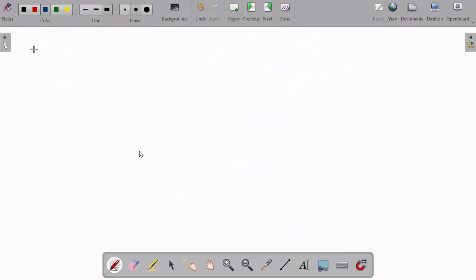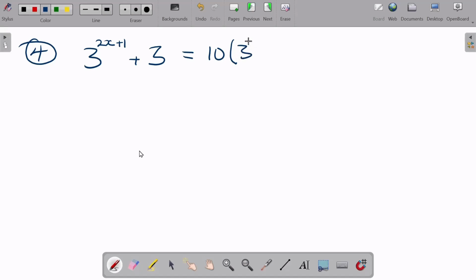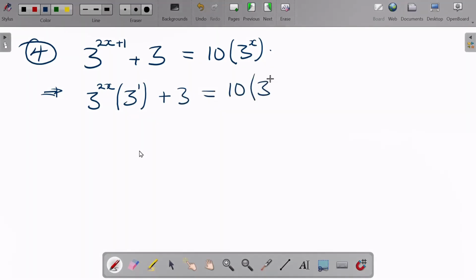We can have number 4, which is 3 raised to power 2x plus 1 plus 3 equals 10 multiplied by 3 raised to power x. That means we are going to break down this first one in terms of 3 raised to power x. So our expression begins with 3 raised to power 2x times, this is addition, it means that the bases were the same, then 3 power 1, then plus 3 equals 10 multiplied by 3 raised to power x.